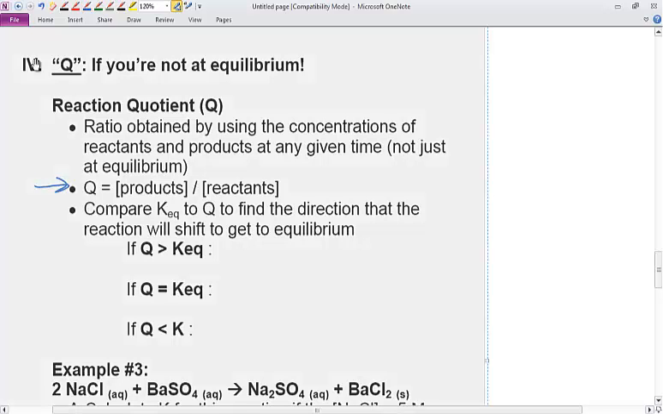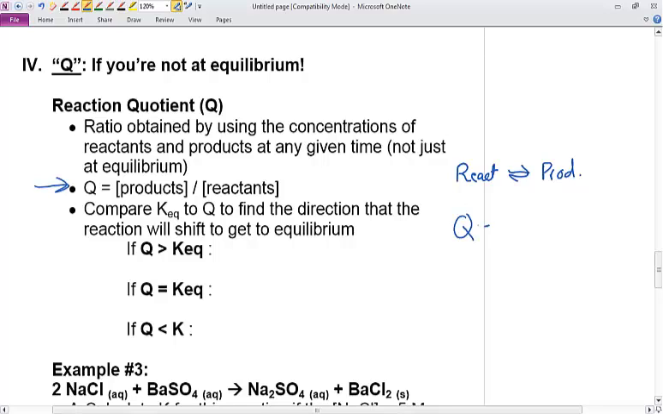If you do your ratio of products to reactants, maybe I'm going to make up a little reaction here. We've got reactants going to products, but it's a reversible reaction, so it can go either way. The value for Q is going to be the products divided by the reactants, and I'm just going to abbreviate them a little bit more. And the K value will again be products over reactants, but at equilibrium.